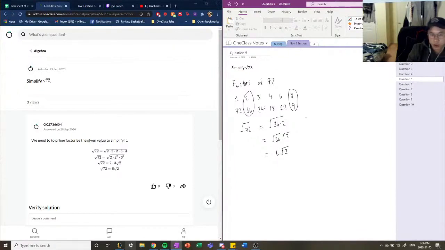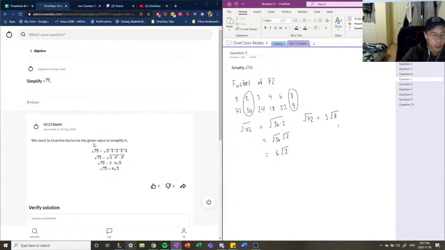If we were to do 9 and 8, we would have this in the end, right? But this can further be simplified. So this is not the final simplification. So this is the final simplification of root 72.